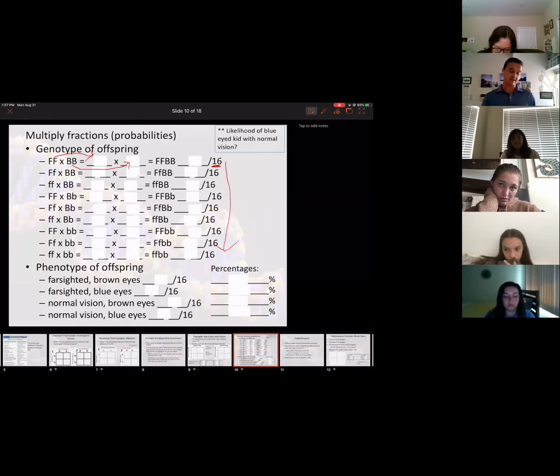And now we've got to translate that to phenotype, right? This is genotype, but we need to translate that to phenotype. So which of those make for farsighted kids with brown eyes? How many out of the 16? How many out of 16 are farsighted with blue eyes, okay? And then we're going to convert that in our calculators to percentages, okay? And then this is the one I finally want you to report out on the clicker app, okay?